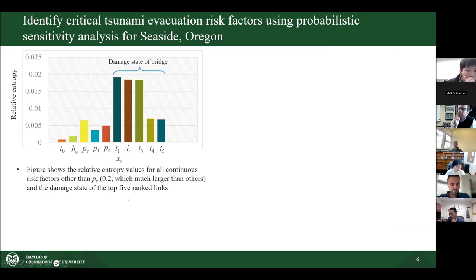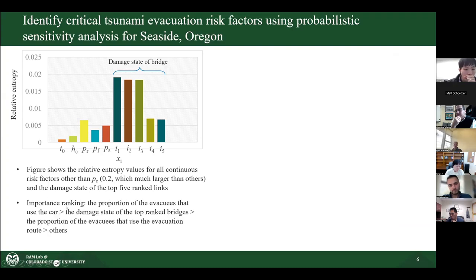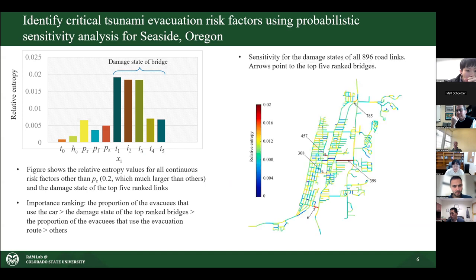Then there are some others, and I want to highlight that these are related to damaged states. So the bridges, remember earlier I talked about some bridges that could be bottlenecks in the evacuation. Our sensitivity analysis also confirmed that these are the top 5 bridges that you see have big impact. And overall, in terms of the ranking of some of the parameters: the proportion of evacuees using cars, the damaged states of the bridges, and also the percentage of people using the evacuation routes.